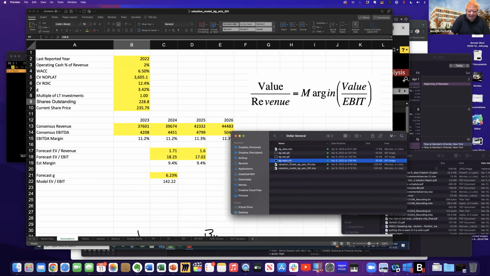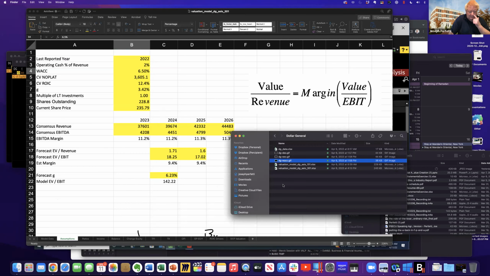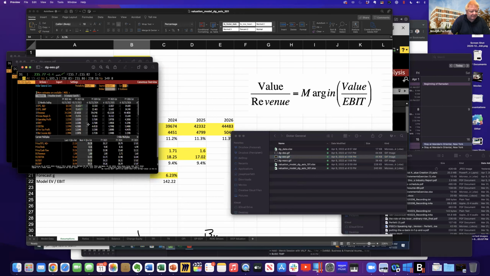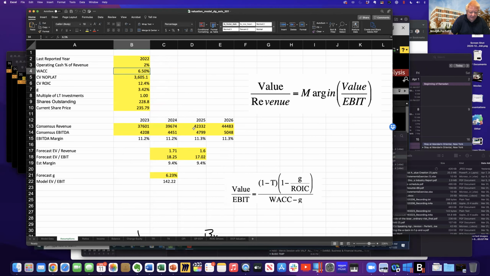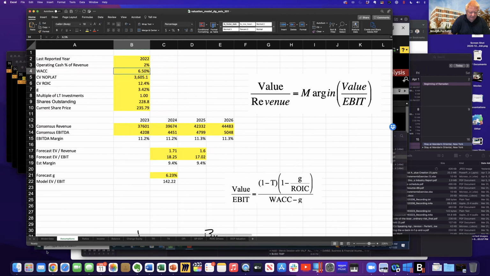Next, we would have put in the WACC. At the time, it was 6.5%, much lower than what it was for the previous companies we had looked at. Retailers are a little bit less risky and more predictable, with lower betas. Next, we would have put in the EEO data for revenue and for EBITDA for the next 4 years. And we'd have grabbed the multiples off of the EEO screen as well.